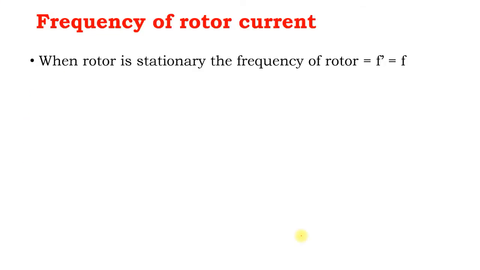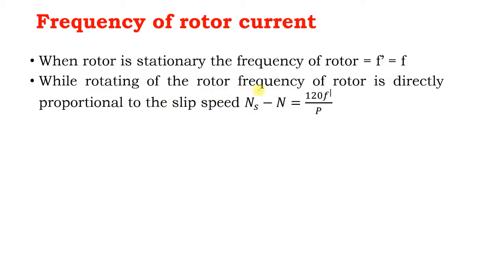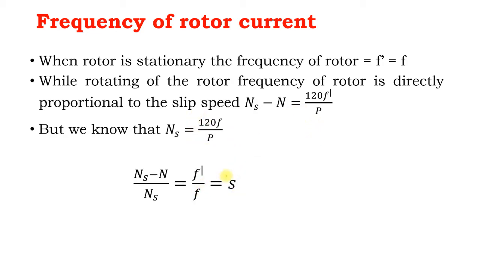Now we'll calculate the frequency of the rotor current. As you know, when the rotor is stationary, the supply frequency itself is the rotor frequency. While the rotor is rotating, the frequency of the rotor is directly proportional to the slip speed. That is, Ns minus N is equal to 120 f dash divided by P. And we know that synchronous speed can be calculated using this equation. Taking the ratio of these two, we get the slip, (Ns minus N) divided by Ns, equal to f dash divided by f. Then the rotor frequency can be calculated using the equation f dash is equal to sf.